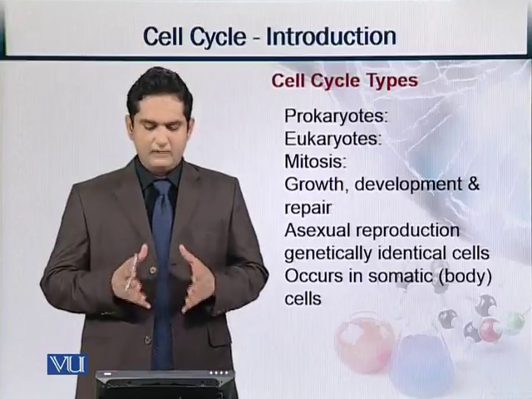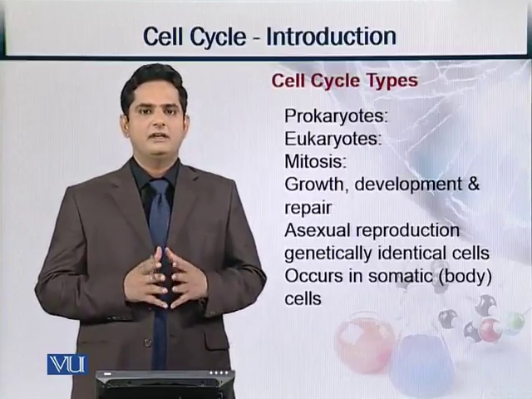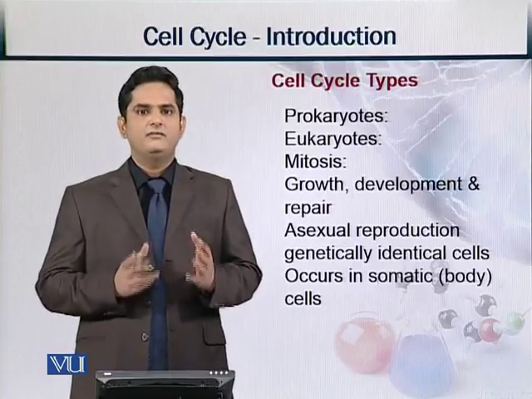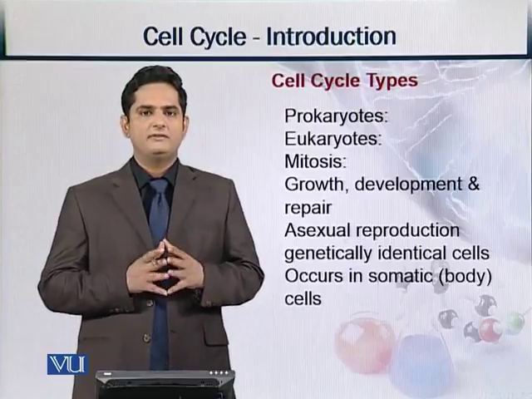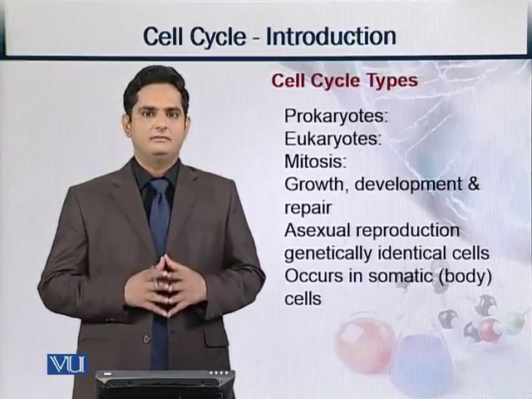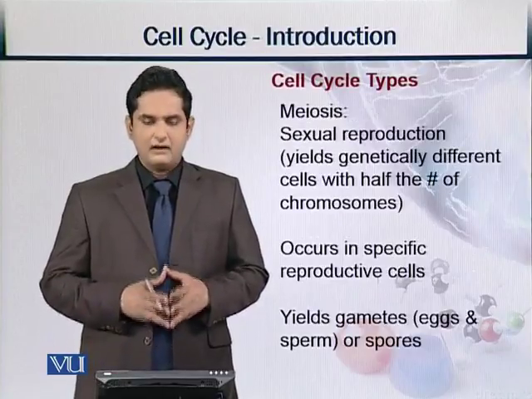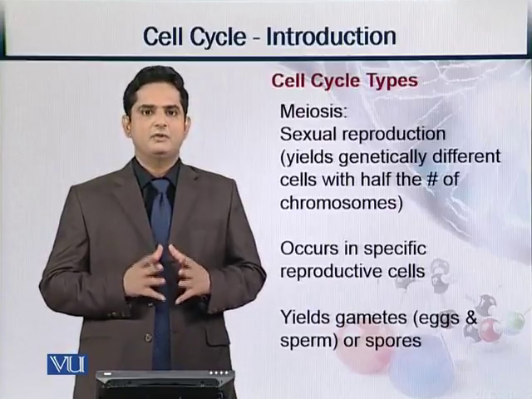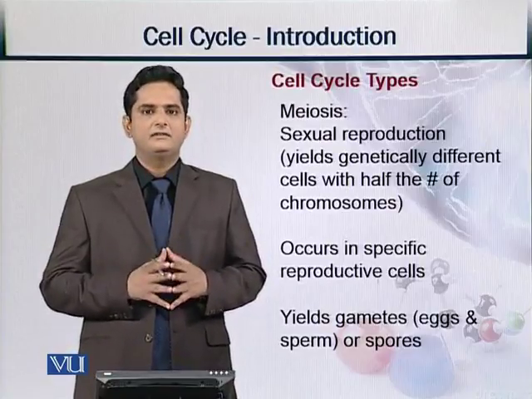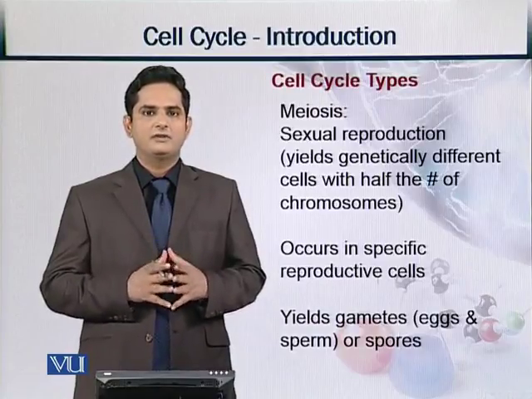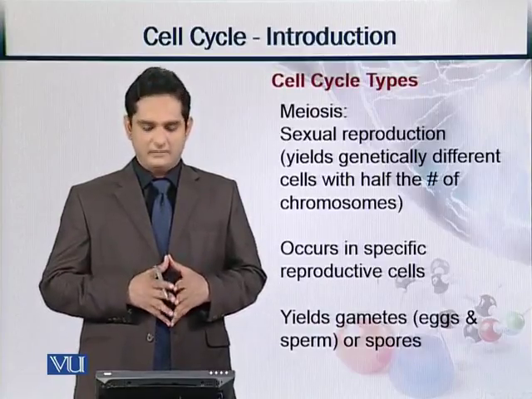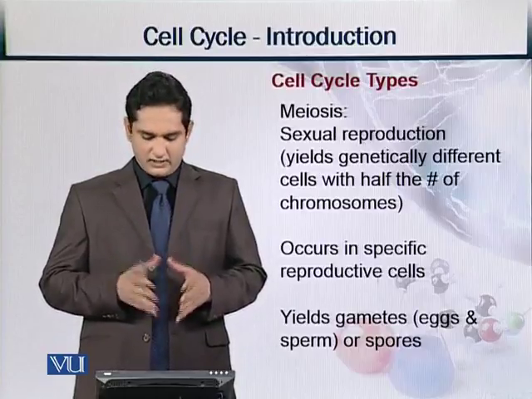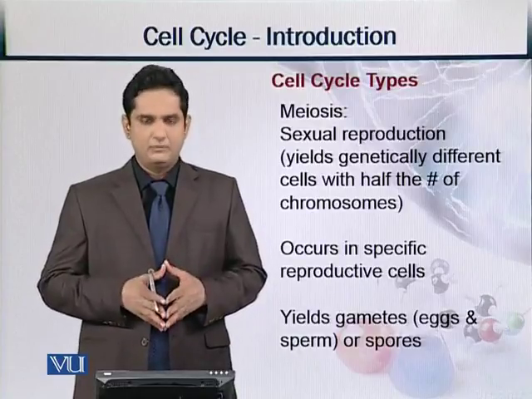For example, I said there are two types of cell division. One type is mitosis, which is basically asexual reproduction, in which two cells are produced which have the same genetic structure as their parent cell. On the other hand, the second type is meiosis. What happens in meiosis? It is basically sexual reproduction, which yields genetically different cells with half the genetic information from one parent and half the information from the other parent. So they occur in specific reproductive cells such as eggs and sperms or spores.